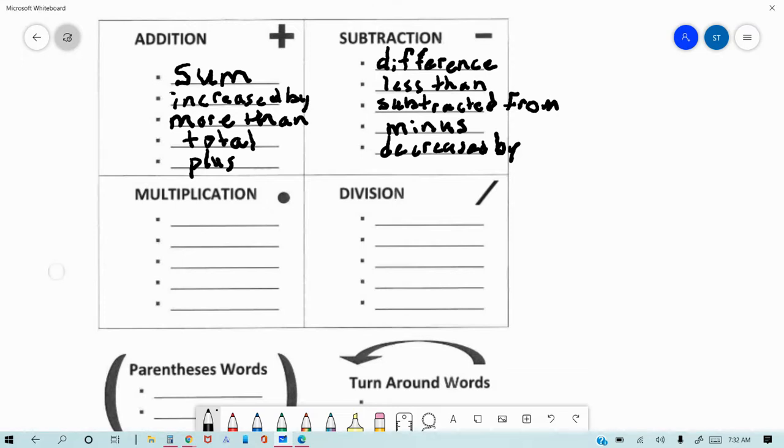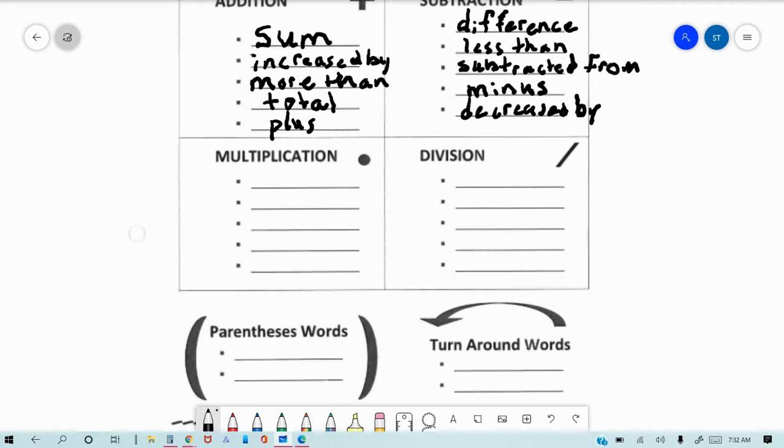Okay, so multiplication. Let's look at multiplication. Times. Okay, product. Twice. Double. Or even triple. That's a P and an E. Of. Okay, so 13 of 12 would be 13 multiplied by 12.